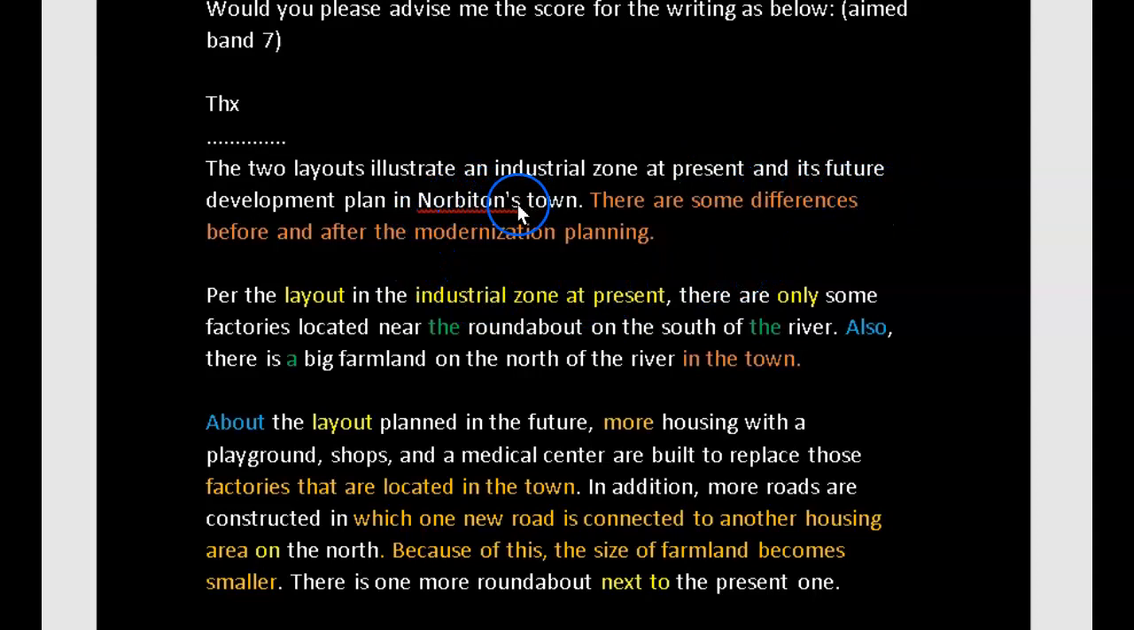Norbiton's town. Why is this possessive now? In the instructions, it doesn't say Norbiton's. It's a good attempt at paraphrasing, but not accurate. You can mention that.